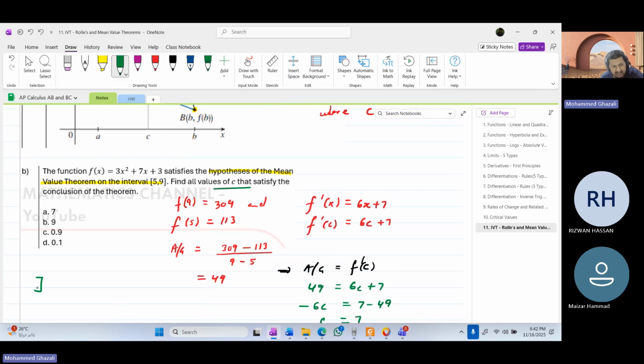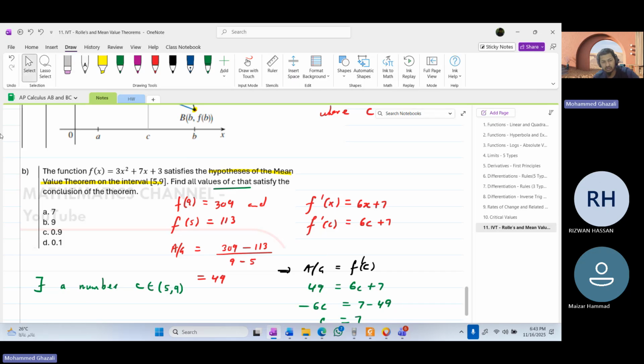We're saying there exists a number c which is between 5 and 9. If we connect those two points at 5 and 9, that line is going to give us a slope of 49, if you connect the dots at 5 and 9 on this graph.